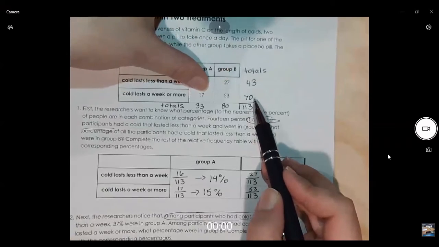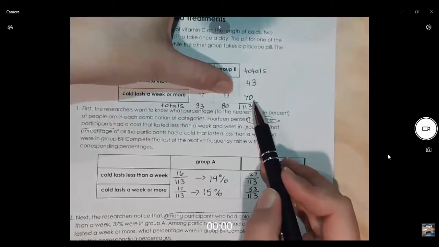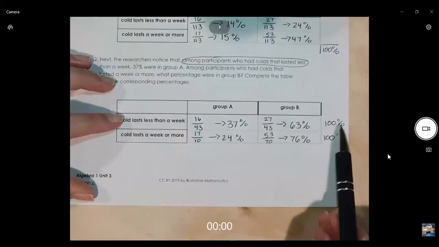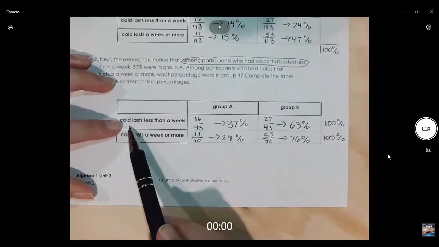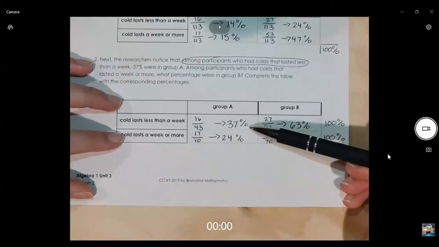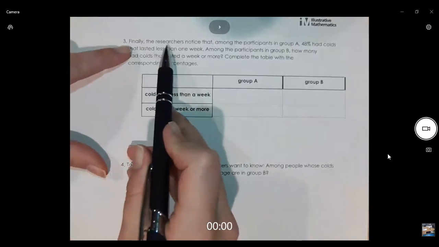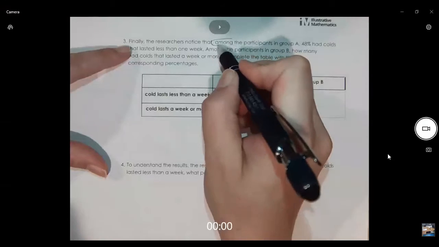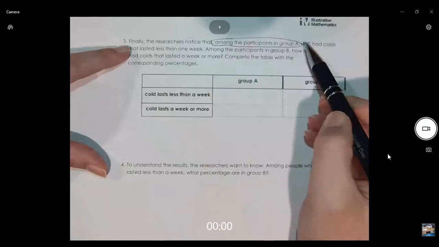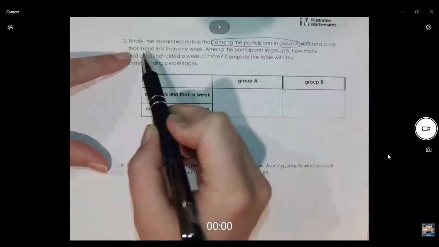So I'll do 17 out of 70 and 53 out of 70. I'll fill them out. So in relation to the rows, or how long the cold has lasted, these are the percentages that I get. This example says, finally, the researchers noticed that among the participants in group A, 48% had colds that lasted less than a week.